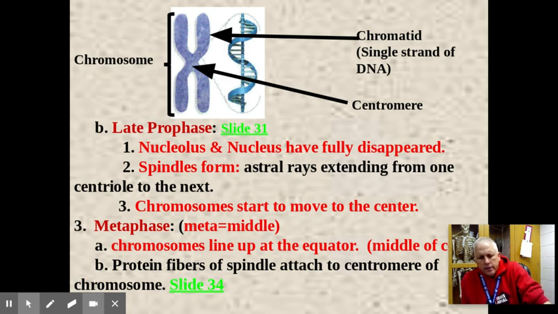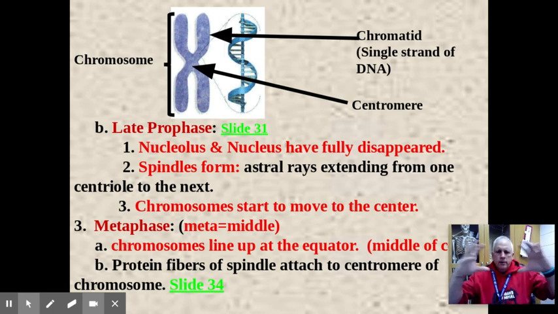It's easy to talk about. Meta means middle. So these chromosomes line up at the equator in the center of the cell, and they're attached to the spindles. I'll show you a picture in a minute. And that's how you know you're in metaphase.